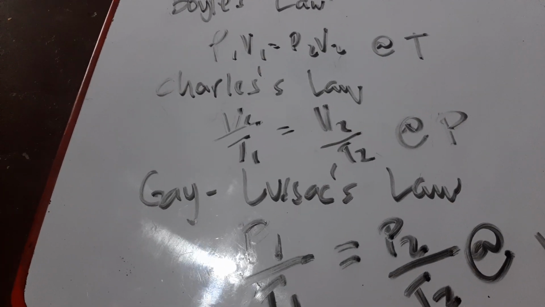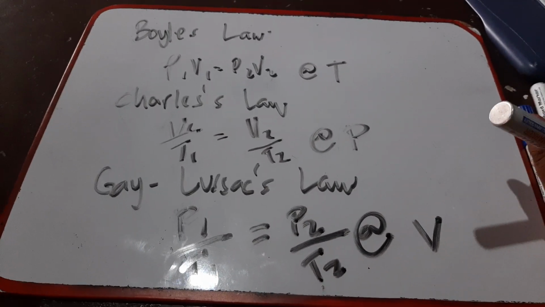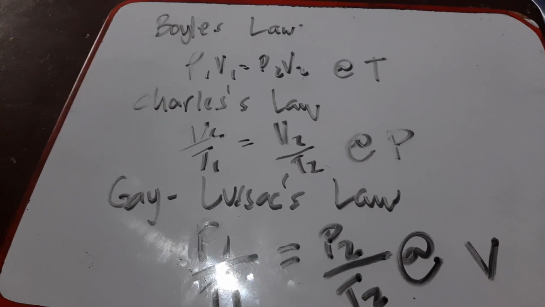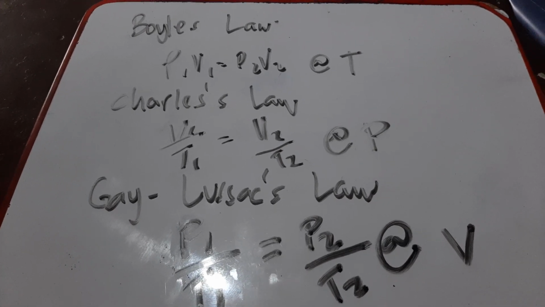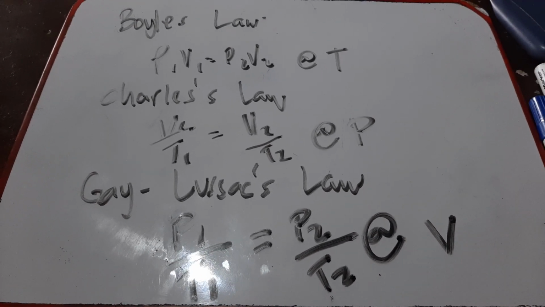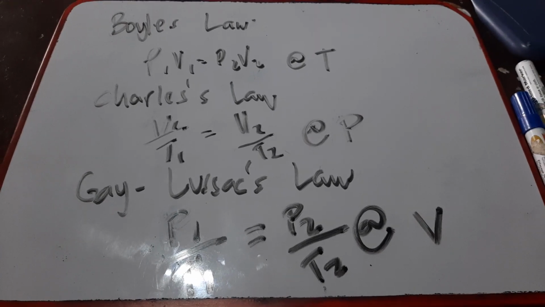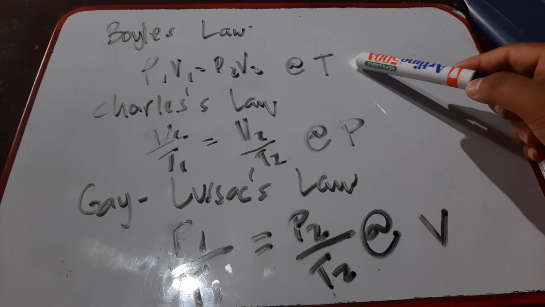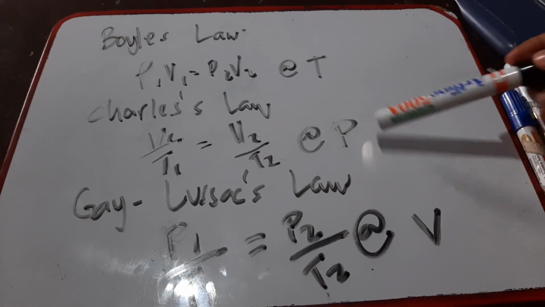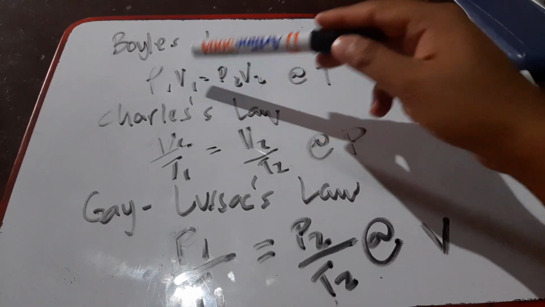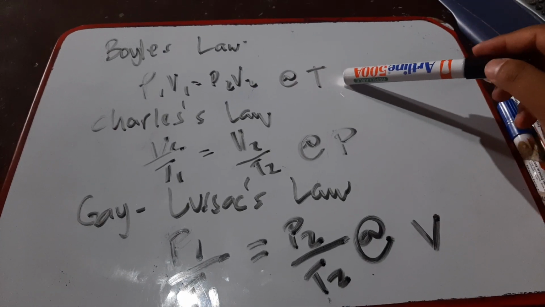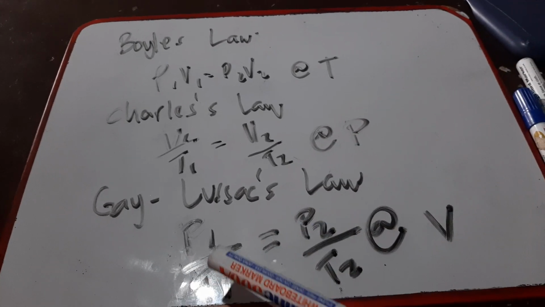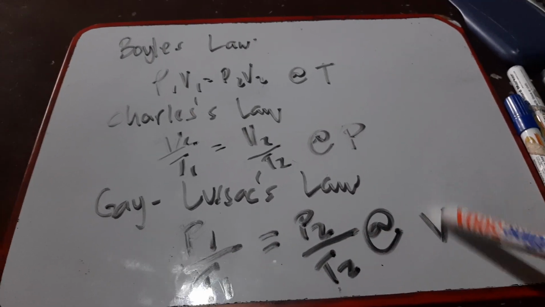Very good. Now take a look at these three different equations. What can you notice? Have a few seconds. Very good. Each one is relying on one specific aspect. Here pressure and volume are given, but the temperature is constant. Here volume and temperature are given, but the pressure is constant. Here we have pressure and temperature at constant volume.